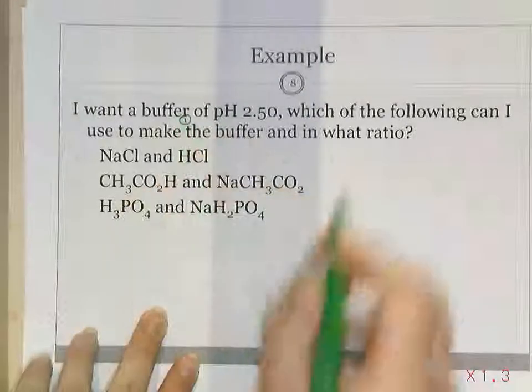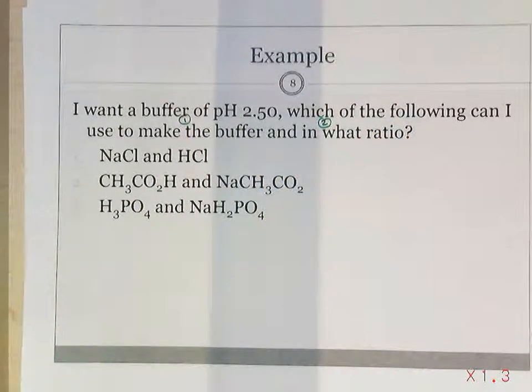Then question 2, what ratio of conjugate acid to base do I need to use to get to the pH I want? So, let's take a second, look at those 3 choices. Think to yourself, what is required for a buffer? We need a conjugate acid-base pair. Are all 3 of those conjugate acid-base pairs?